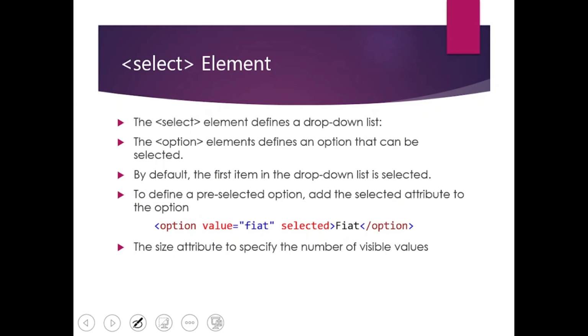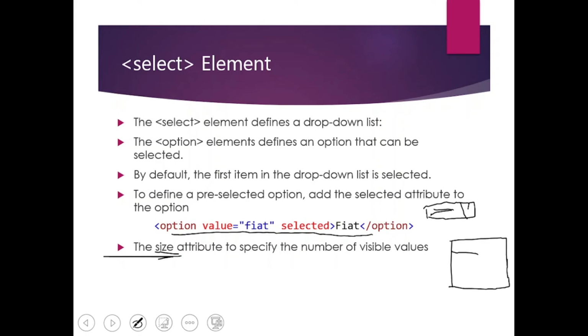The size attribute specifies the number of visible values. So when you mention the size and say how many values are to be displayed, that many are shown. As I said, if you mention it like this, it will show you a drop-down list where only one value will be selected. But if you mention size is equal to 3 or size is equal to 4, it will display a list like this where 3 values will be displayed. So that is the use of the size attribute.